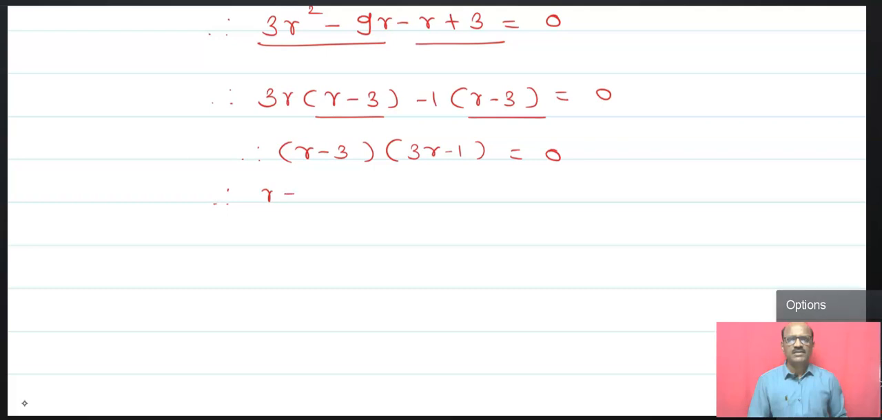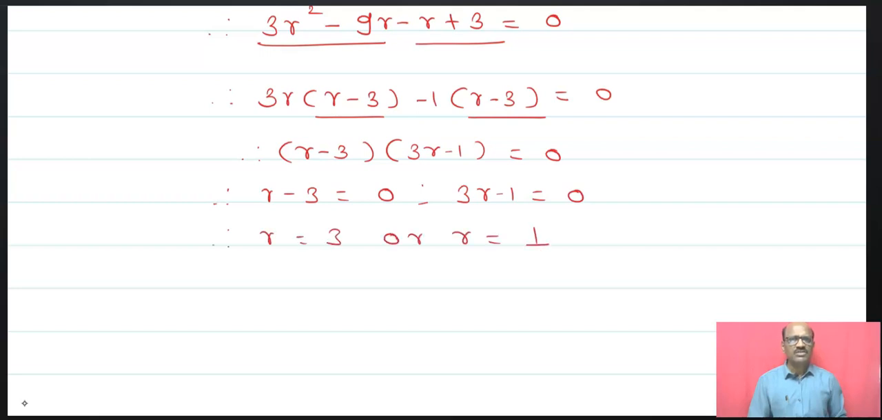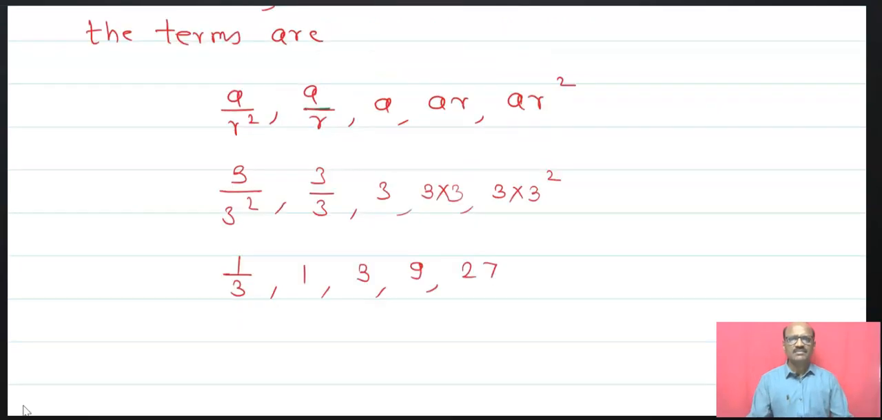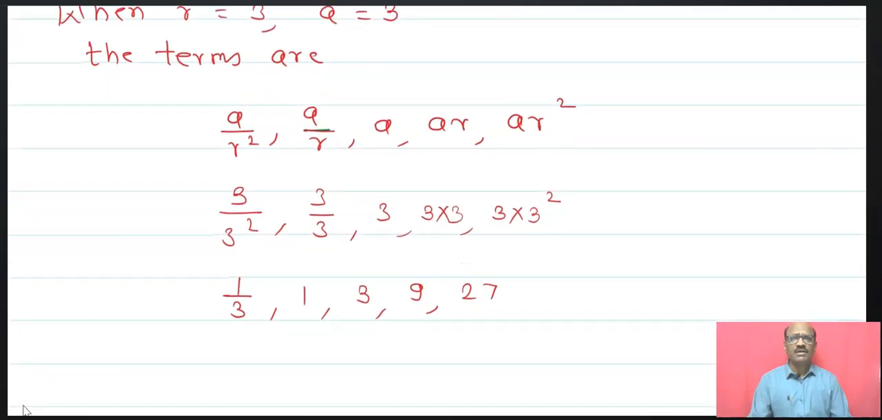Okay. Next, R minus 3 is equal to 0, and 3 minus R, and that's why R is equal to 3 and R is equal to 1 upon 3. These are the values of R: R is equal to 3 and R is equal to 1 upon 3. And now in the next step, we will take the value of A and the value of R.